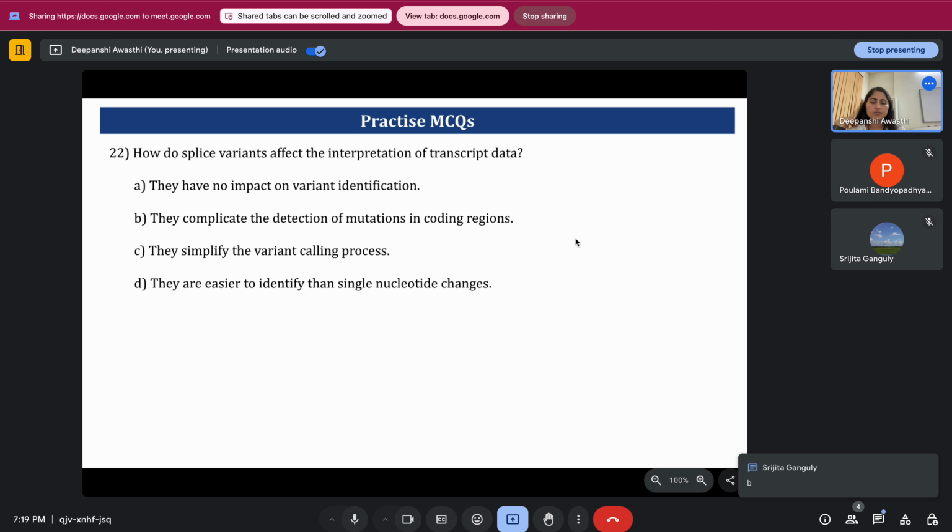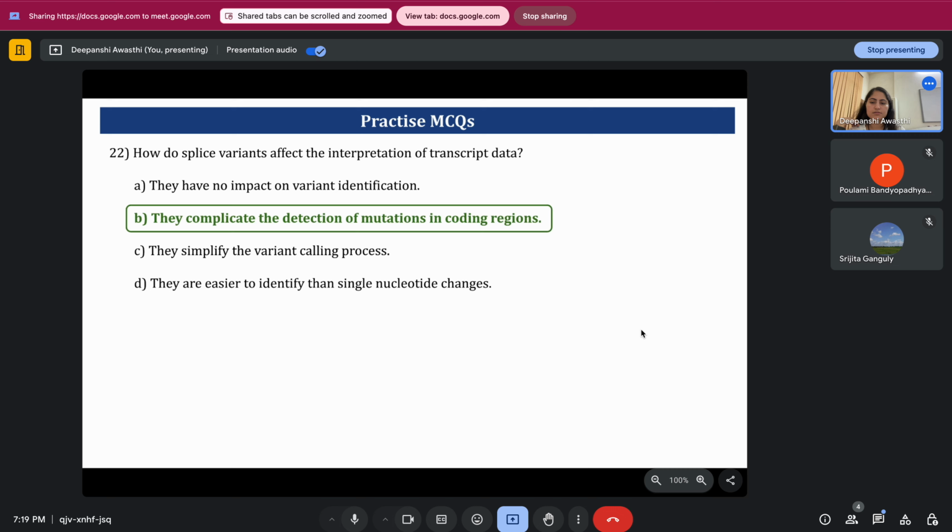Okay, okay, let's see. So yeah, you both are right. Option B is the correct one. They complicate the detection of mutations in coding regions.